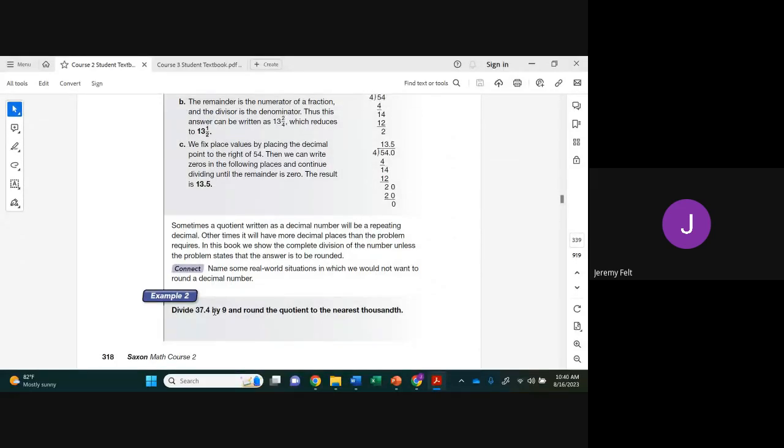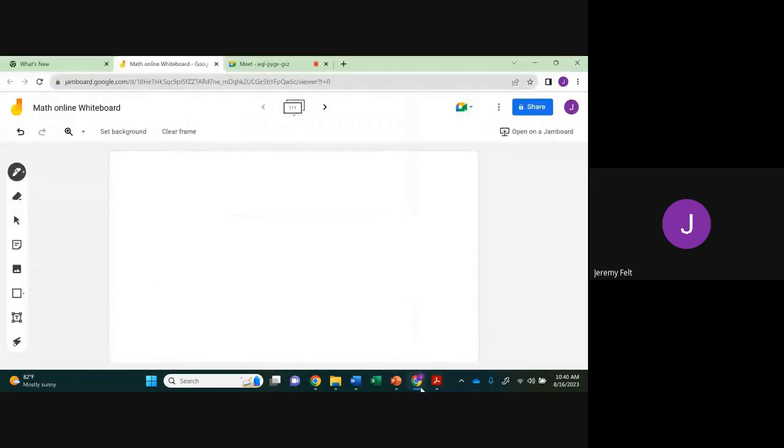Okay, so if we have 37.4 divided by 9, okay, 9 doesn't go into 3, so we don't do anything there. It does go into 37 4 times, which is 36. So we have 1 left over. Now we're moving into our decimal place, so we make sure in our answer we include that. 9 goes into 14 only once, which is 9. 14 minus 9 gives us 5. 9 goes into 50 5 times, which is 45, which is going to give us 5.